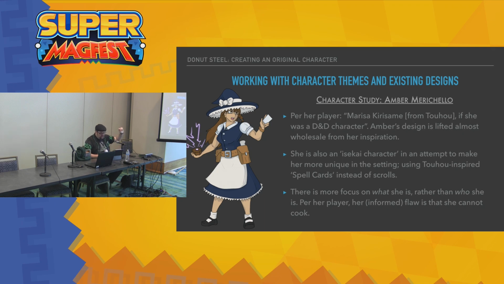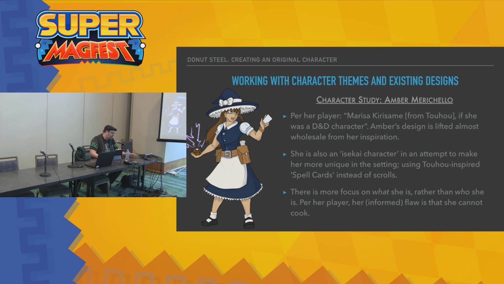So this is Amber Maricello. Per her player, she's Marisa Kirisame from Touhou if she was a D&D character. Amber's design is lifted almost wholesale from her description. She is basically a Marisa Kirisame recolor. Instead of a black outfit, it's dark blue. Instead of blonde, she's a brunette. And she has the little 8-sided thing and the spell cards and all that. And on top of that, she's also an isekai character, an attempt to make her more unique in the setting, because we have to make her more unique.